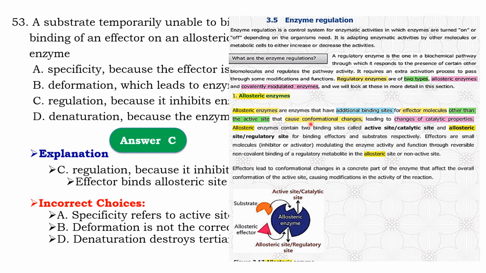So when you look at biology grade 11, allosteric enzymes are enzymes that have additional binding sites for effector molecules other than the active site that cause conformational change. They lead to a change in catalytic property.